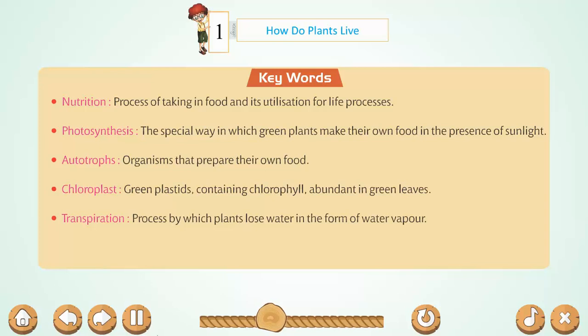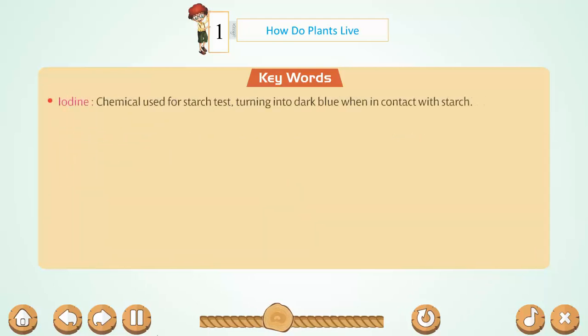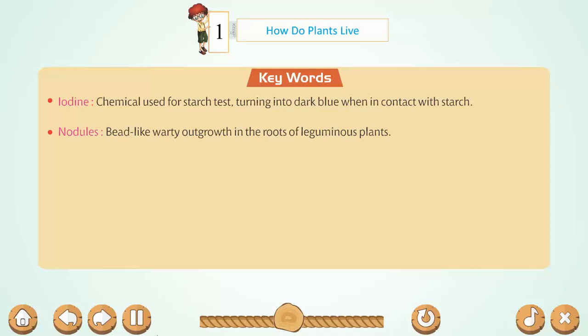Transpiration: process by which plants lose water in the form of water vapor. Bleach: process of removing color. Iodine: chemical used for starch test, turning dark blue when in contact with starch. Nodules: bead-like warty outgrowths in the roots of leguminous plants. Saprotrophs: organisms feeding on dead and decaying organic matter.